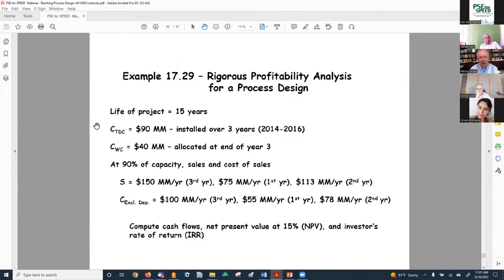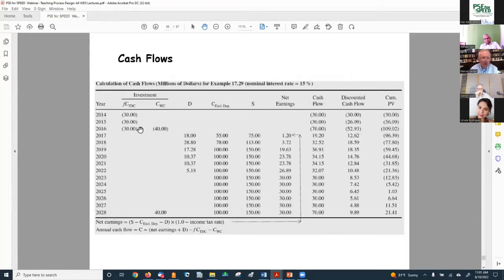Then we take a complete example, which we discuss. It's example 17.29 in the book, and it just shows them over a 15-year life of a project how, in every year, you compute the so-called cash flow. And then what you do is you take the cash flow and you discount it to present value. All right, that's in the same value here. And your cumulative present value is just that 30 million.